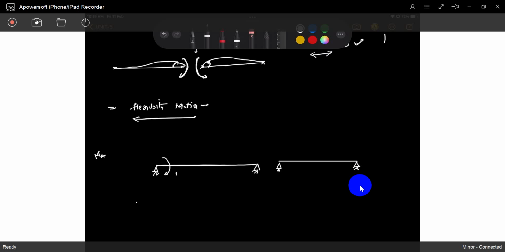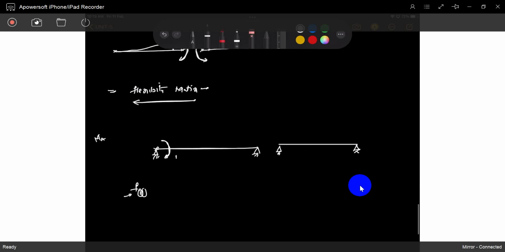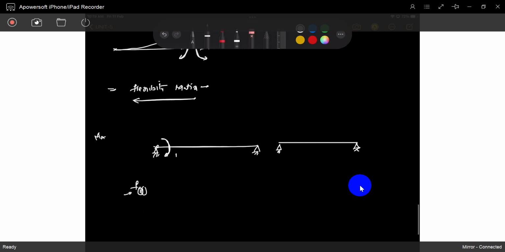you have to find out F11. F11 means what? The deflection generated at the location of 1 when a unit force is applied at 1. If you apply a unit force here, how much rotation is there here? Very simple. We already know. If it is 1, write down the bending moment diagram.